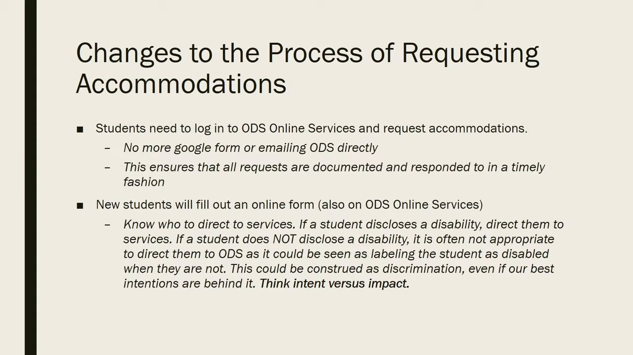Students who have never requested accommodations before will fill out an online form, also on ODS online services. This is important for faculty to know who to direct to services. If a student discloses a disability to them directly, you can absolutely send them to the Office of Disability Support. However, if a student does not disclose a disability, it is often not appropriate to direct them to the Office of Disability Support, as it could be seen as labeling the student as disabled when they are not, and thus construed as discrimination, even if our best intentions are behind it. This is the intent versus impact idea.